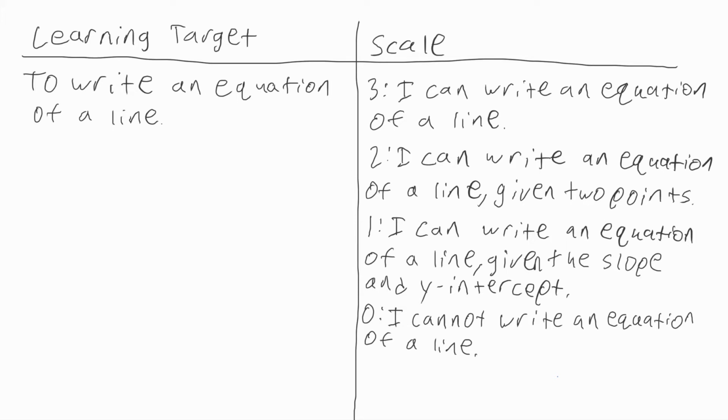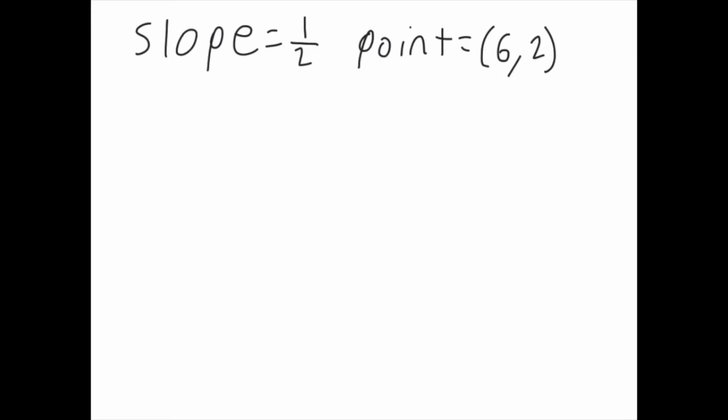All right, let's get started. All right, so first we're going to start where I give you the slope and a point that the line goes through, and I want you to give me the equation. So remember, the equation of a line can be written like this: y equals mx plus b, where m is your slope and b is your y-intercept.